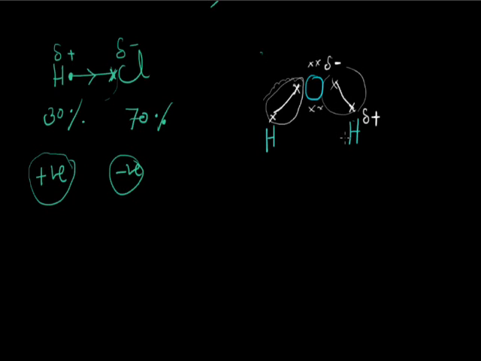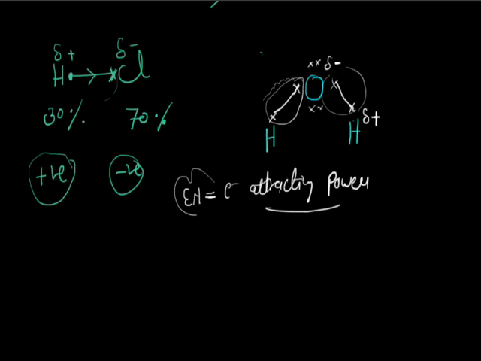Now we will discuss why the shared electron shifts more towards oxygen as compared to hydrogen. Basically, the shifting of the shared electrons or bonding electrons depends upon the EN. EN means electronegativity, and electronegativity means electron attracting power. So oxygen has more electron attracting power as compared to H. That's why the shared electrons shift towards the oxygen atom, hence it gets a partially negative charge and hydrogen gets a partially positive charge.